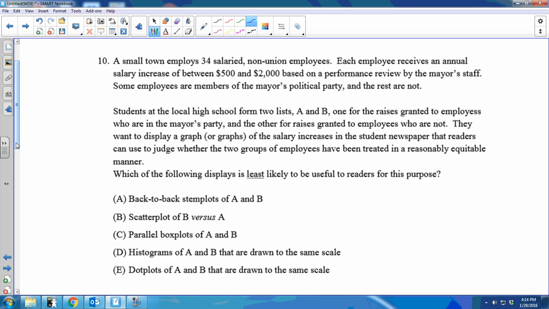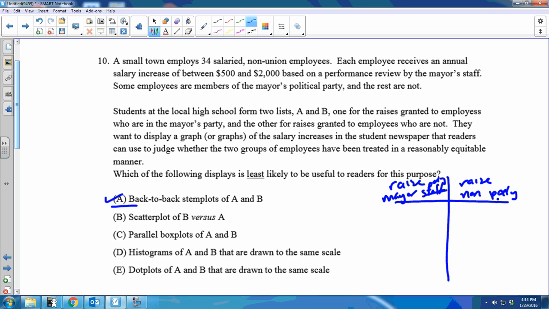So you're getting a table, and you have raise for the mayor's party, and raise for non-party. If you're looking at that information, a back-to-back stem plot could be very useful in comparing the salaries and the raises. So that could be useful.